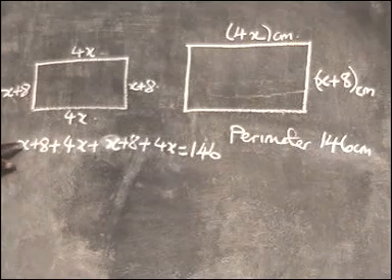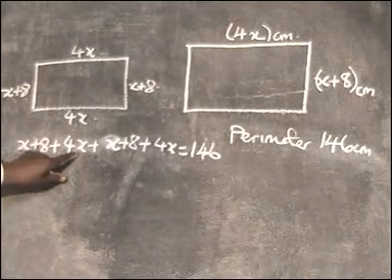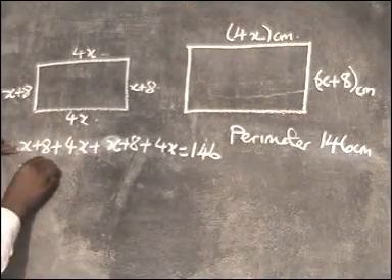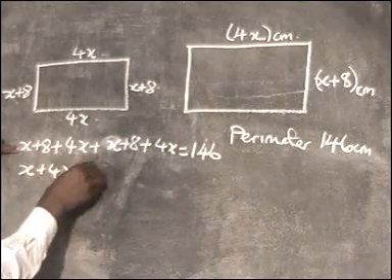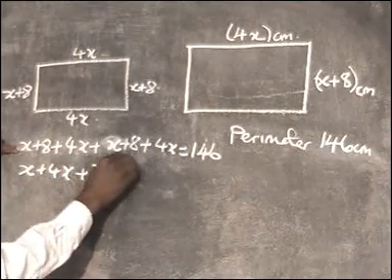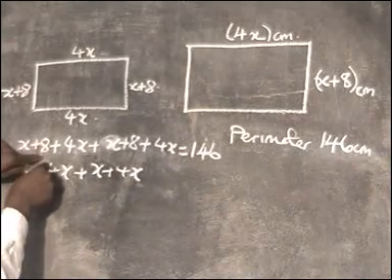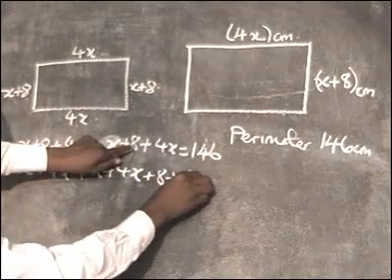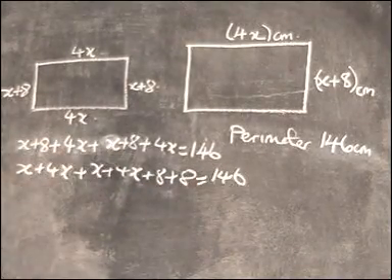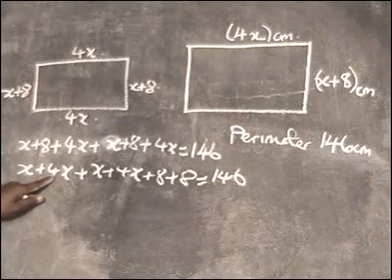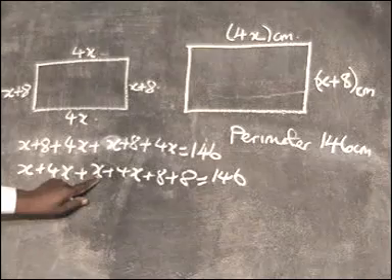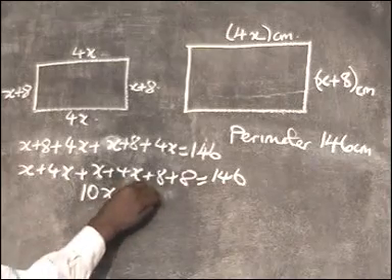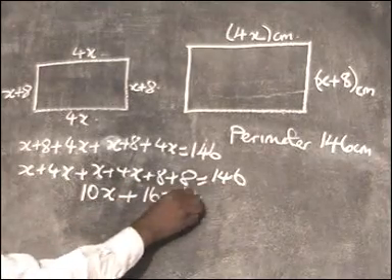How many x's do we have? This is 4x, this is x, plus 4x, plus x, plus 4x. So x plus 4x, then plus x plus 4x, then plus 8, again plus 8, equals 146. Then x plus 4x is 5x, plus x is 6x, plus 4x is 10x. So 10x plus 8 plus 8, which is 16, equals 146.